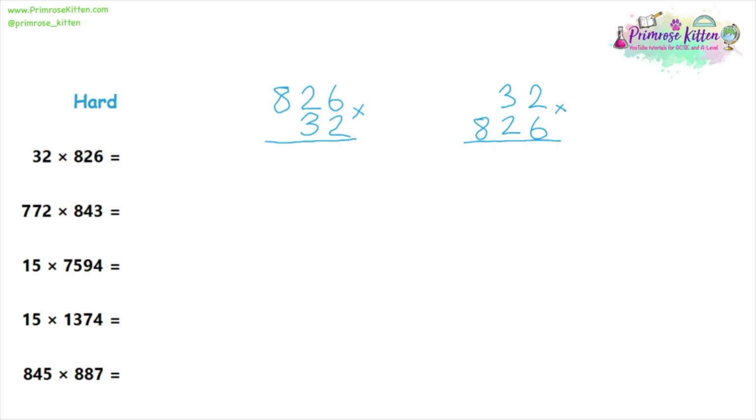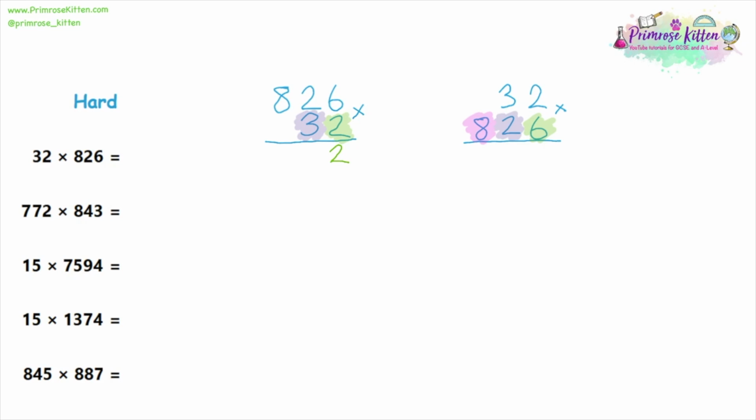Like with the medium questions, we're going to separate this up into different sections. So we're going to multiply by units first. Then we multiply it by tens. And then if there are any hundreds, we'll multiply it by hundreds last. So starting with the first version of this question, I'm going to be multiplying by 2 first. I'm going to multiply every single digit of 826 by 2. So units column first, 6 times 2 is 12.